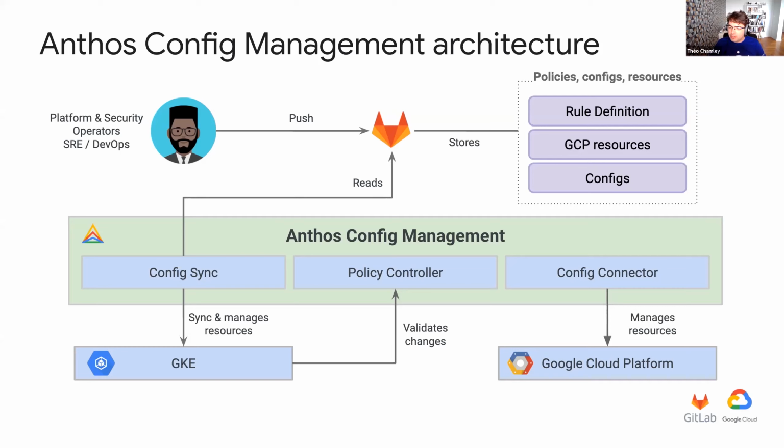And Config Connector makes the link between all of that and the broader GCP. So you can define GCP resources, such as a Cloud SQL instance for MySQL or Postgres, for example, as a Kubernetes custom resource, and Config Connector is going to create and manage that resource for you based on that Kubernetes custom resource. And of course, because it's a Kubernetes custom resource, you can apply policies on them based on Policy Controller.